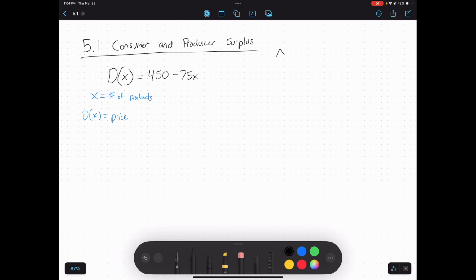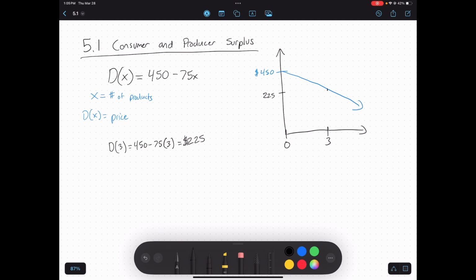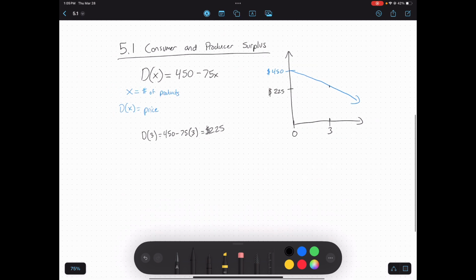Well, if I look at this on a graph, this, of course, just gives me a decreasing linear function that crosses the y-axis at 450, right? That represents the price you should sell it at if you want nobody to buy your product. Let's say you decide based off of this, hey, I want to sell 3 products in a year. Well, if I plug 3 in, I get 225. So what does that mean? That means I should sell my product for $225. Okay.